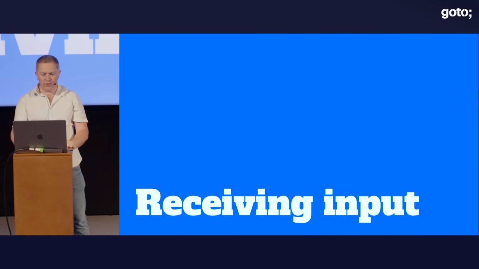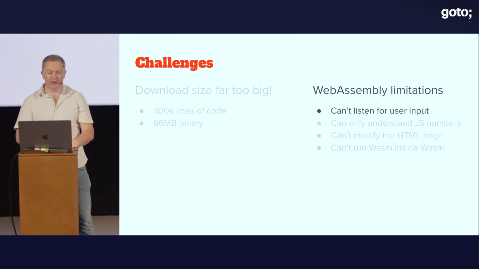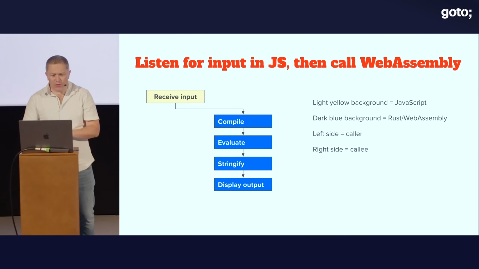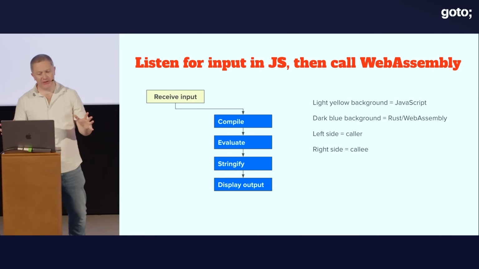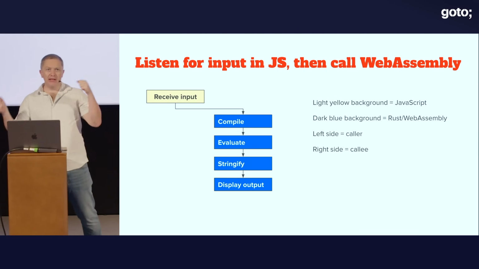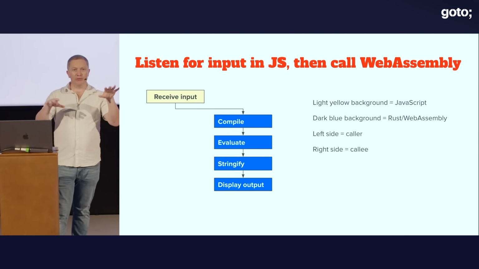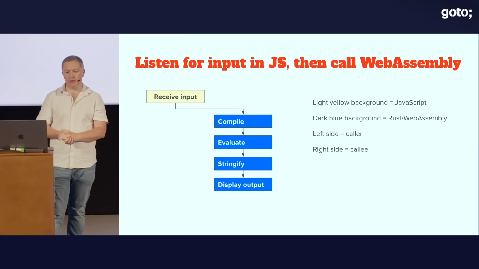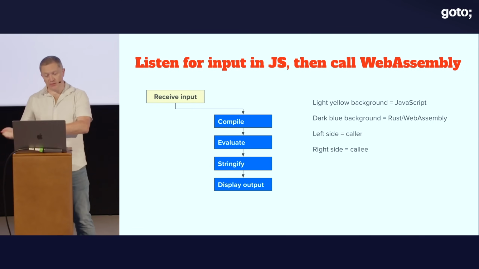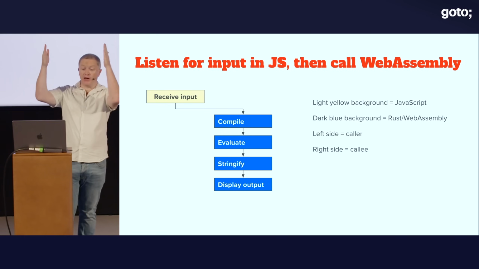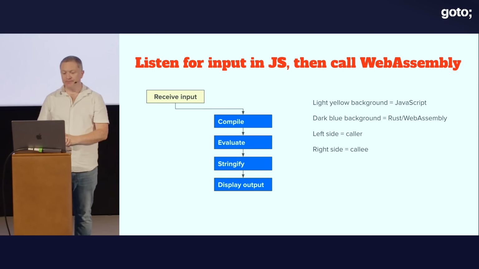So let's start from the beginning and talk about receiving input, which WebAssembly can't do. If WebAssembly can't do it, then we need to get JavaScript to do it. So we'll receive our input string from the user. Remember, I was typing some code into this web page. We'll receive their input in JavaScript and then call some WebAssembly functions. And then we can do our compile, evaluate, and so on.